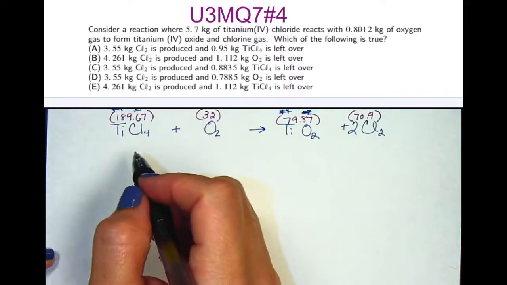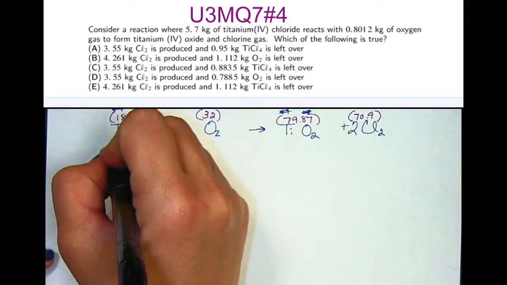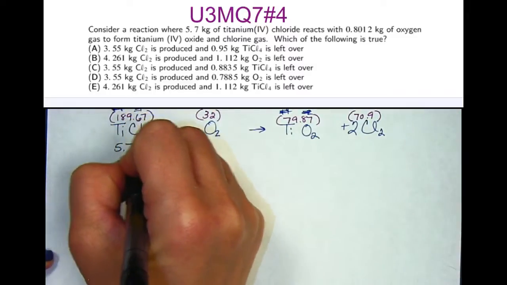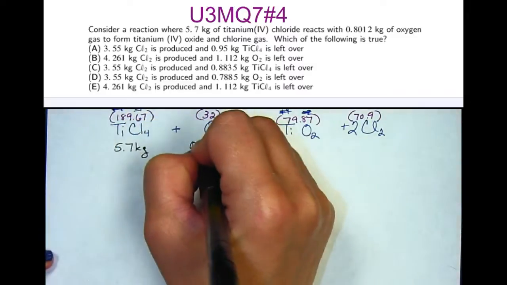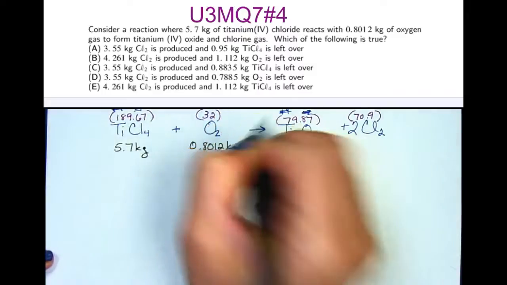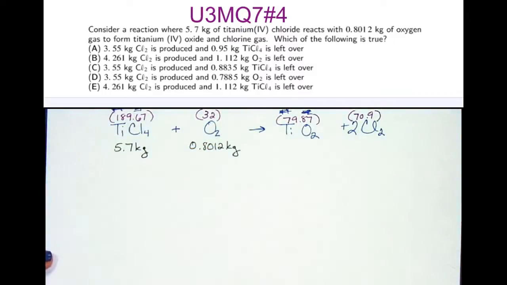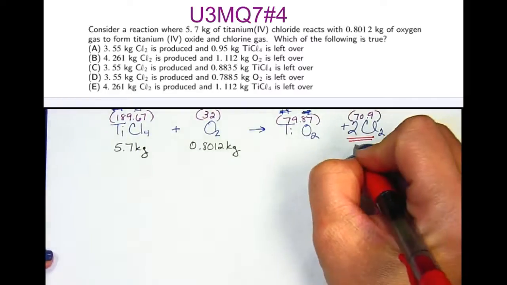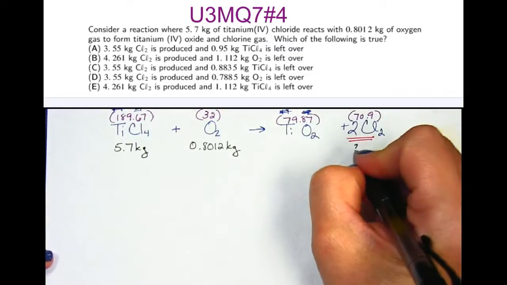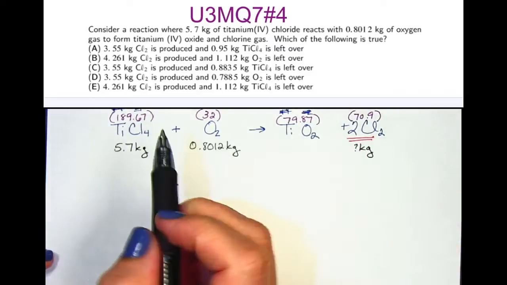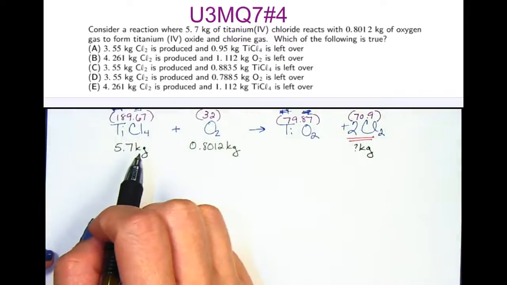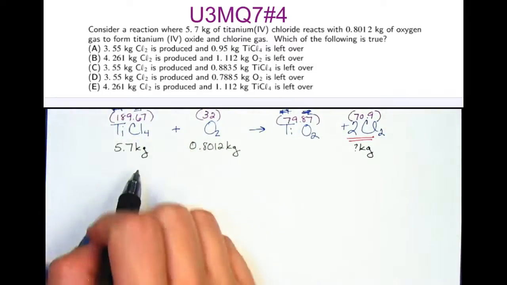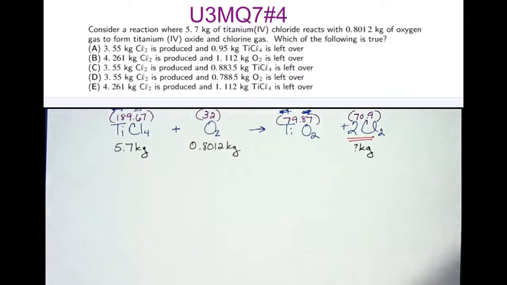Okay, so I'm actually given the amounts of the titanium 4 chloride, which is 5.7 kilograms, and the amount of oxygen is 0.8012 kilograms. And the question is, which of the following is true? And notice that in our answer choices, we want to know how much of the chlorine is produced, in kilograms of chlorine. And then, which one of these two is left over and by how much? So we'll have to determine the limiter, and then we will figure out the amount of excess from there.